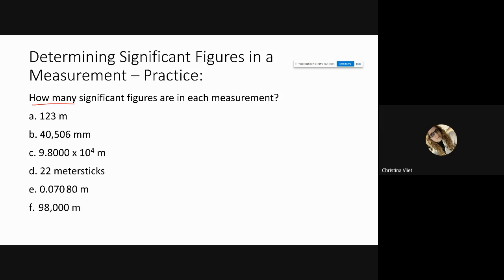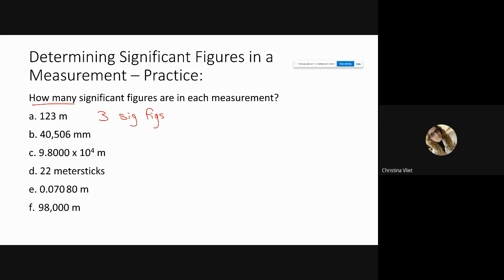One more minute and then I'll start to solve them. How many significant figures do you think A has? Does the 1 matter? Yes. The 2? Yes. The 3? 1 through 9 always matters, right? So the answer here is 3. So you can either say 3 sig figs or 3 SF or just 3. I'll get what you mean.